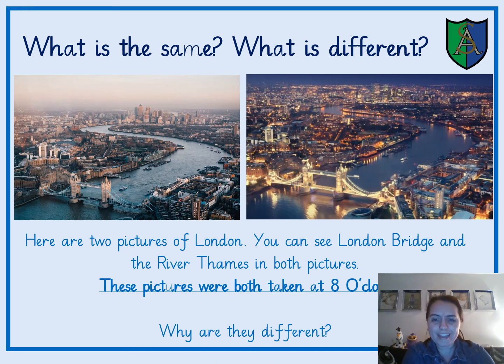So why then are they so different? In the first picture, it looks very crisp and very clear. There's a little bit of mist in the sky and the sun looks like it's just about rising. And in the second picture, it looks much, much darker, and we can see that the sun is completely gone from the sky, and we can see that there are lots of street lights on as well, okay?